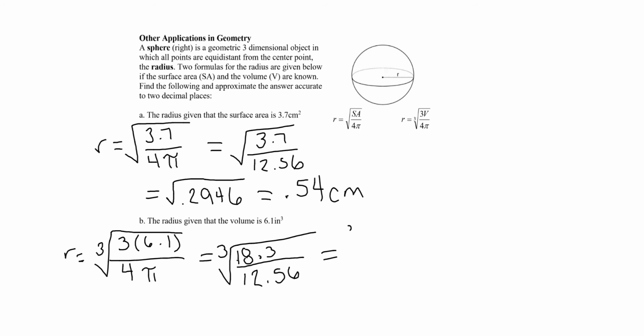Okay. And then again, I'm going to continue until I have a single number under that radical. So 18.3 divided by 12.56 will give me 1.457. And I cut it off there instead of going out 4 places, only because I had 2 zeros after the 7, and then some numbers. And then I'm going to take the cube root of those. So the cube root of 1.457 is equal to 1, and they asked us to round to 2 decimal places, so 1.13 inches.